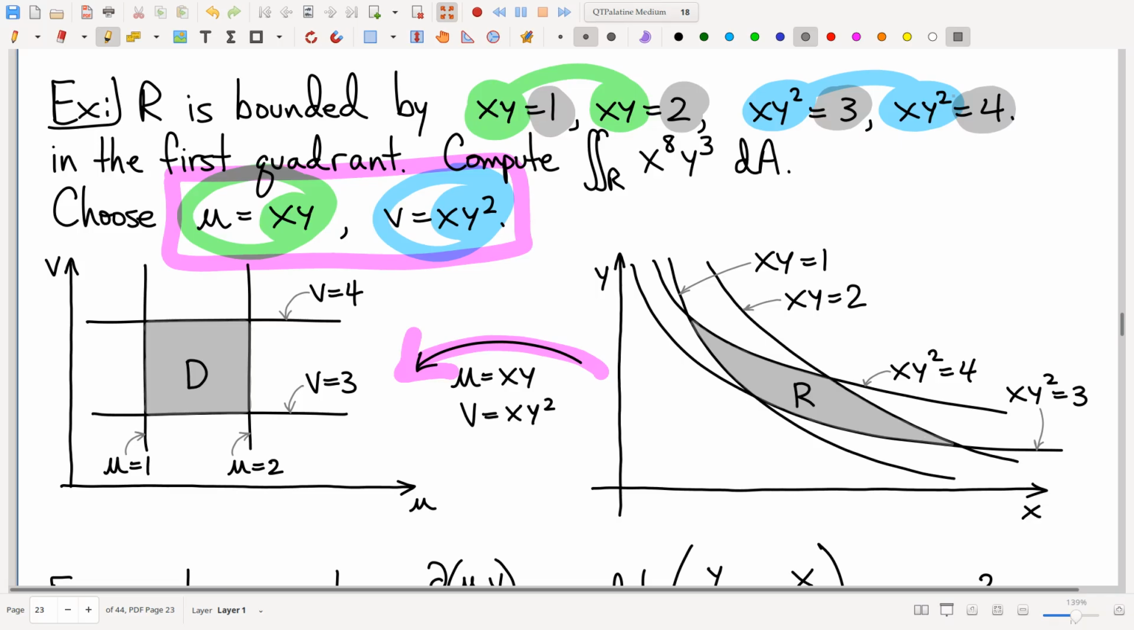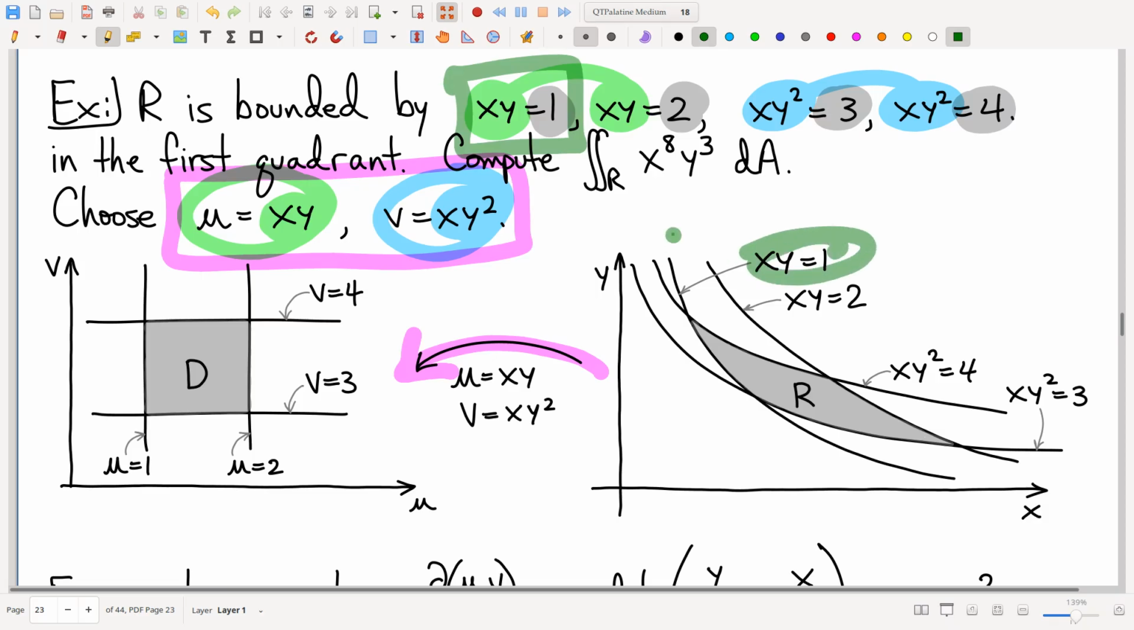Okay, so now let's talk about why, right? Why is it so important that these be level sets? Who cares if these are constants on the right? And what's the deal with choosing your change of variables function to be exactly these two functions whose level sets we're looking at? Well, let's think about certain curves, and in particular, let's think about this first curve, xy equals 1.